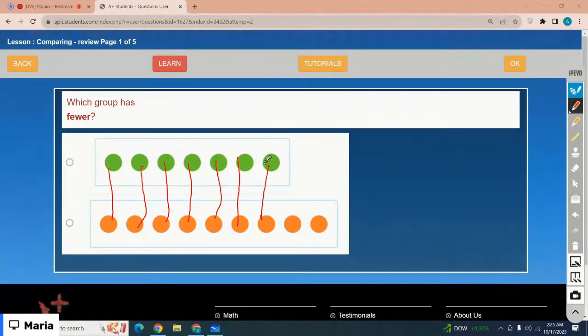Okay, you can see you don't have more green dots, but you still have two orange dots, right? That means you have green dots that are fewer than the orange dots, right? So green dots are fewer than the orange dots. So option number 1 is the correct option. Green has fewer dots. Got it? Option 1 is the correct option.